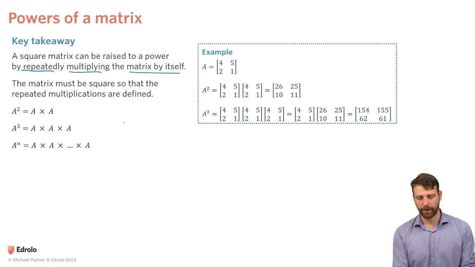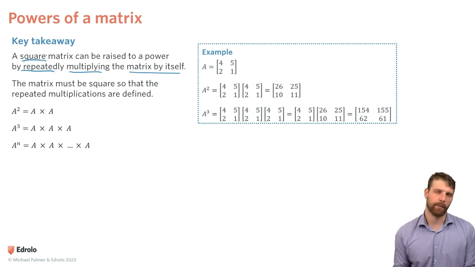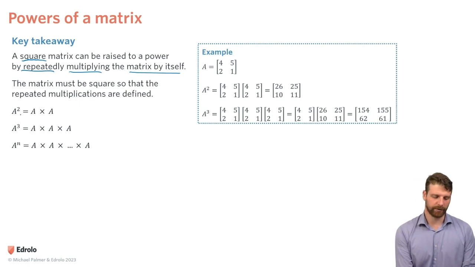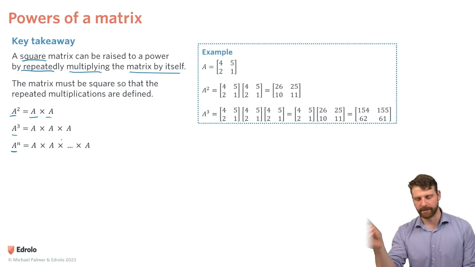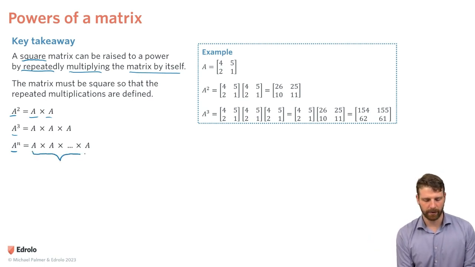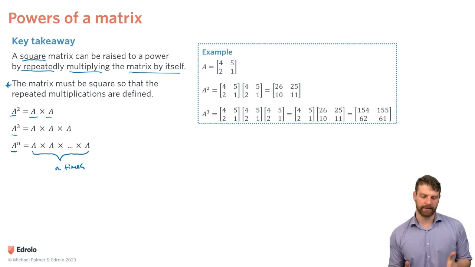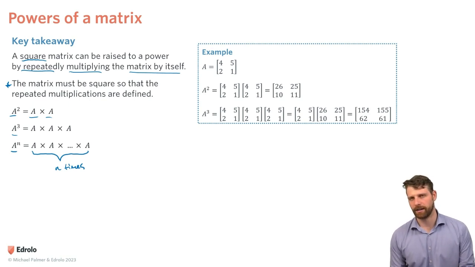Okay, so it turns out we can only take powers of square matrices. The matrix must be square so that the repeated multiplications are defined. Okay, so here I've got A squared is A times A, A cubed is A times A times A, and A to the power of n is A times A times A, n times. Okay, but let's delve a little deeper into that second dot point. What do I mean? The matrix must be square so that the repeated multiplications are defined.